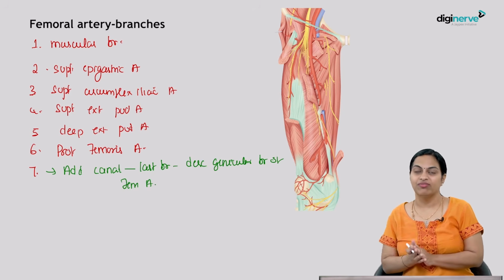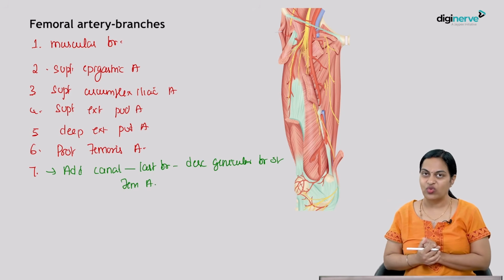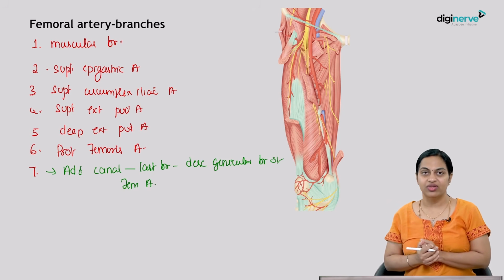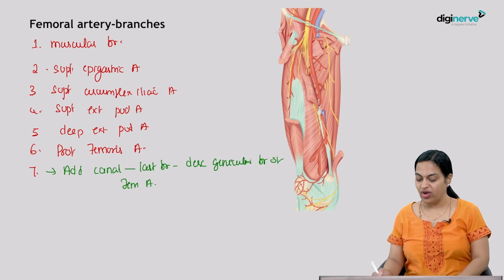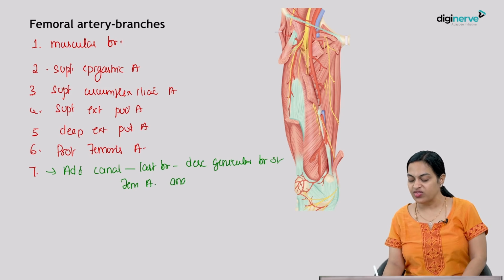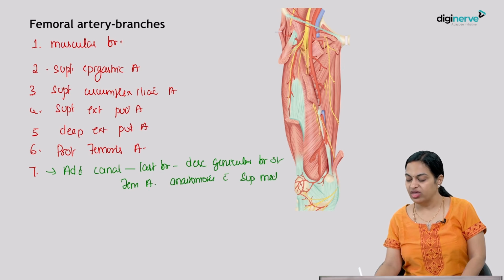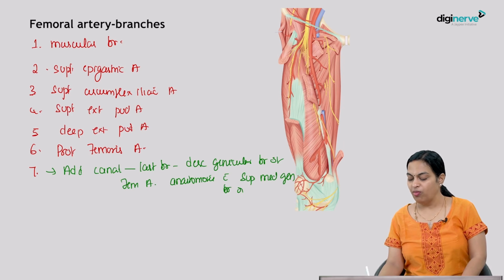Descending genicular branch. Genicular, genu refers to the knee. So this descending genicular branch goes towards the knee joint. It anastomoses with the supromedial genicular branch of popliteal artery.